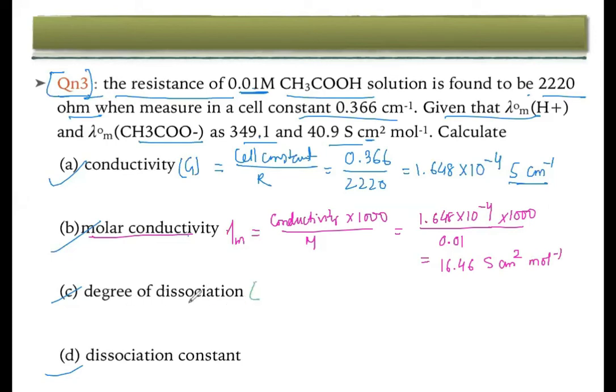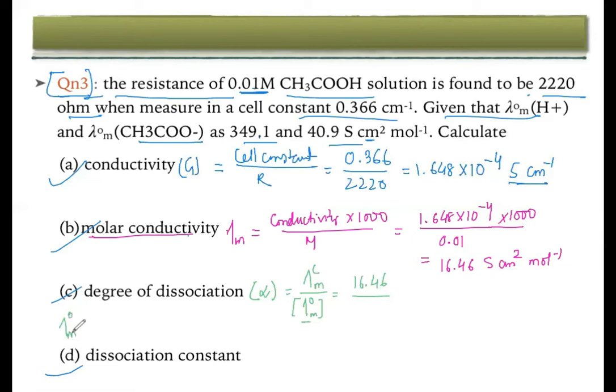Now he is asking for the degree of dissociation, that is nothing but alpha. As I have told you, alpha is molar conductivity at some concentration divided by molar conductivity at infinite dilution. Molar conductivity at this concentration is given as 16.46, and at infinity, lambda m at infinity, we need to find out this value.